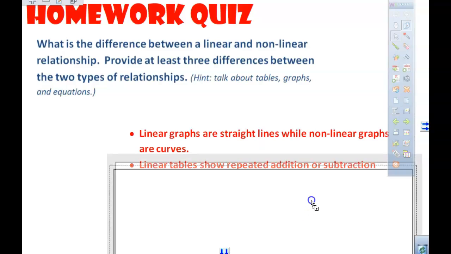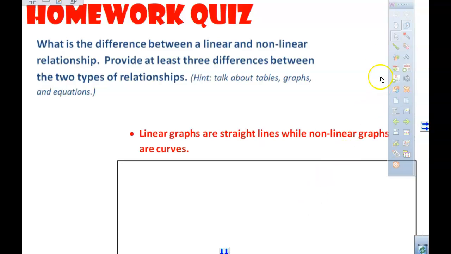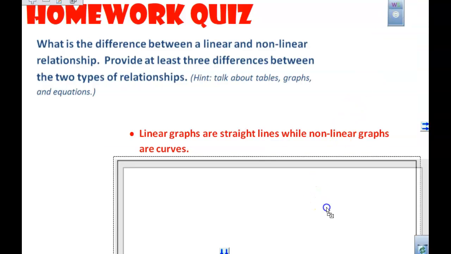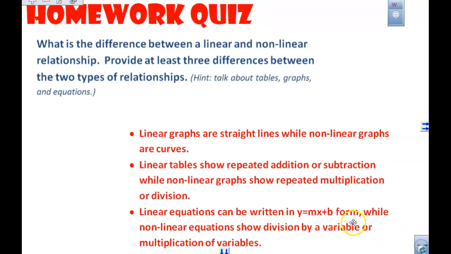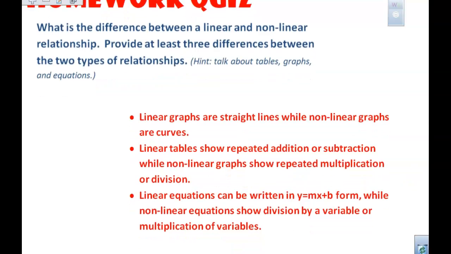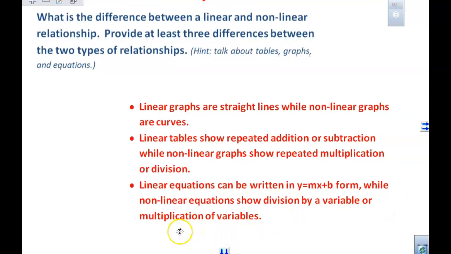So as I'm looking at this, I might be thinking linear graphs are straight lines, nonlinear are going to be curves. As I look at linear tables, they have repeated addition or subtraction, and nonlinear might have multiplication, they might have division, or something else that I don't recognize, different changes up and down. Linear equations are always going to be in our form y equals mx plus b, while nonlinear equations are going to show division, maybe of a variable or multiplication.